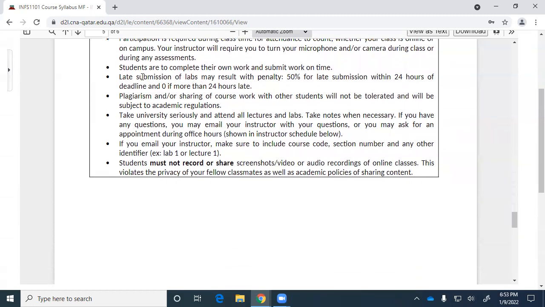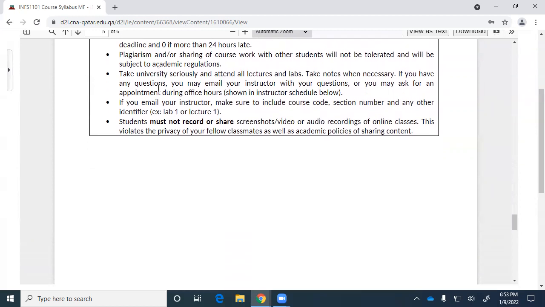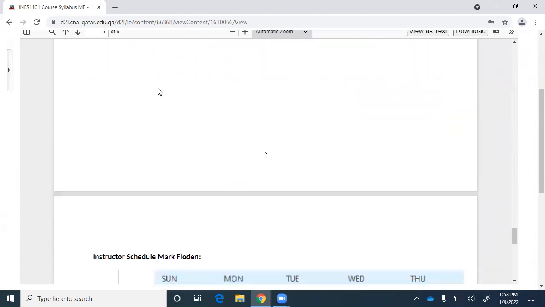And then there's some stuff there about how we do our labs. Okay, you have to hand in the labs during the lab time. We do give you penalties if you don't hand stuff in on time and stuff like that. So sorry about that. And there we go.